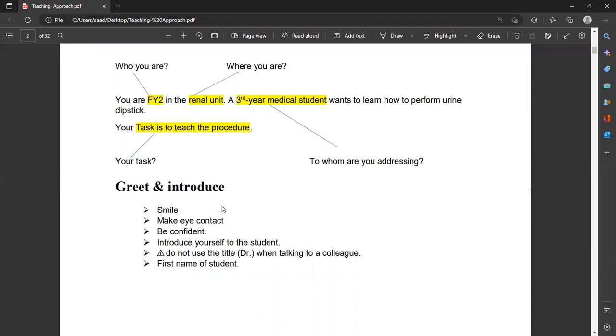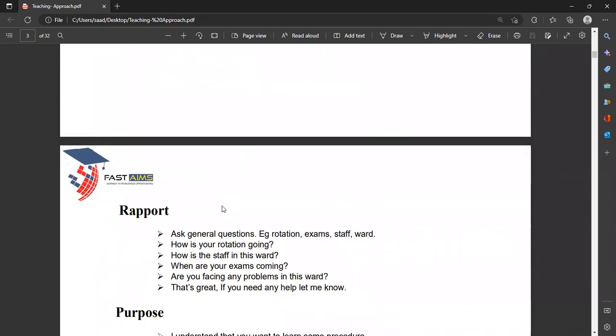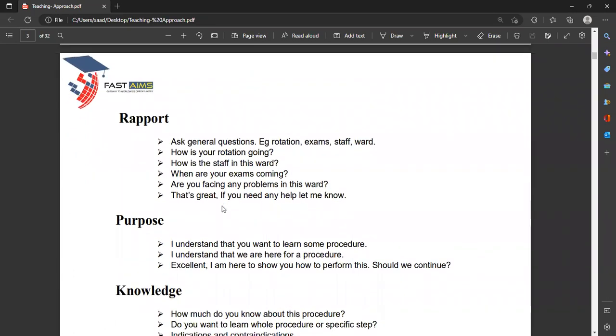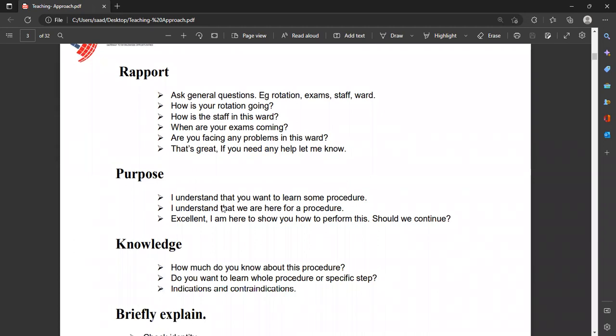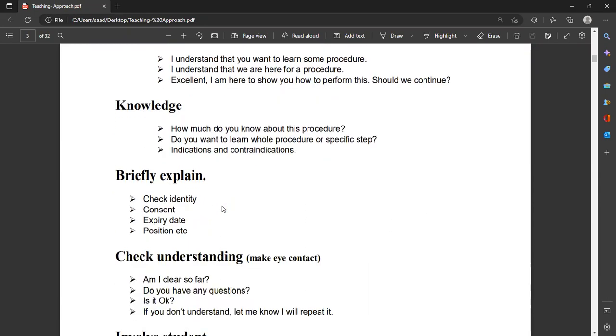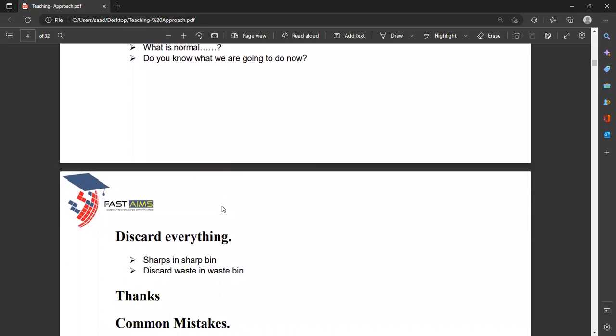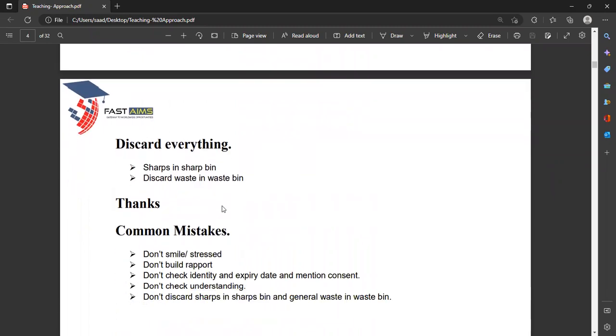So your task is to teach the procedure, and then you enter, you greet with a smile and confidence, and then you build a rapport, and you state the purpose as well, and then you give the knowledge. You check the understanding, and you start the procedure. In the procedure, you check the understanding of the student, and involve the student. And don't forget to complete the safety points, checks, or features, like checking identity, checking expiry dates, wearing apron, and then taking consent, and then discard everything. That is the important thing. Discard sharps in the sharps bin and general waste in the waste bin. And at the end, say thank you.